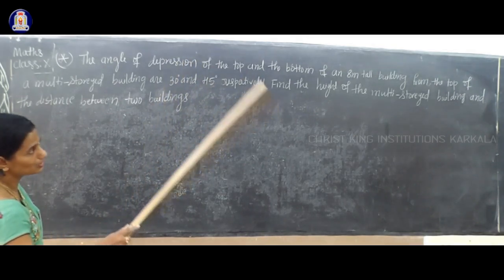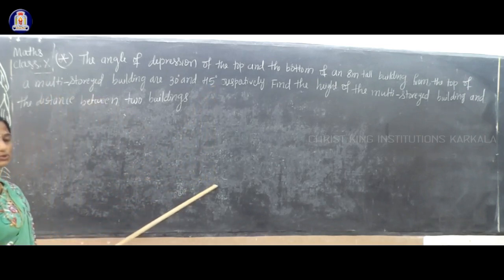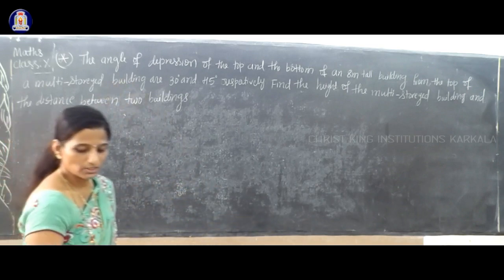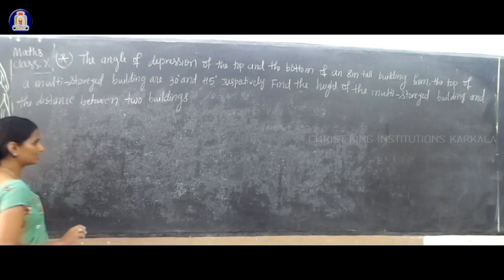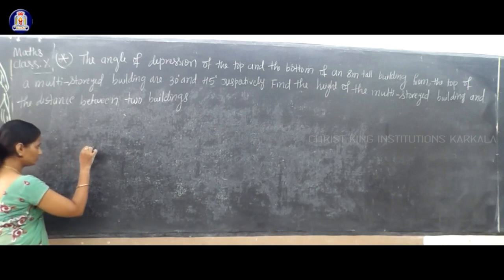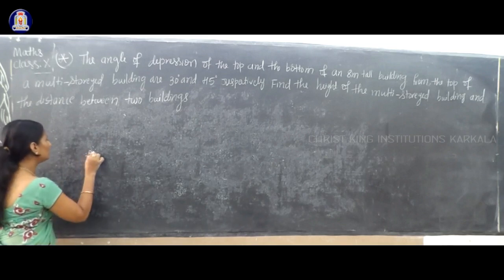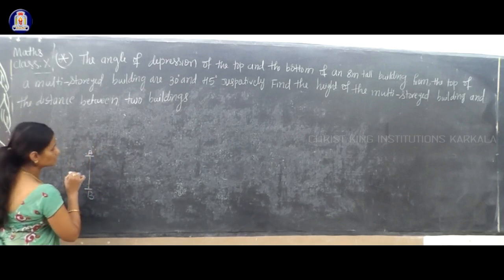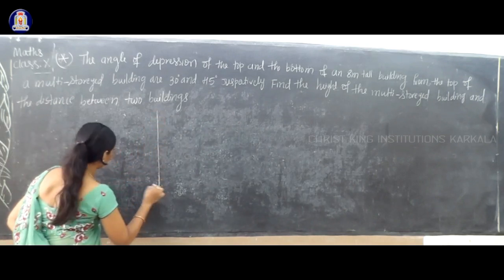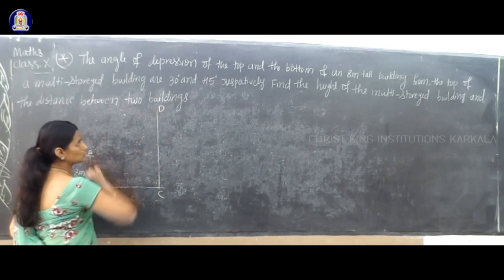So find the height of the multi-story building and the distance between the building and the multi-story building. Okay. So how to find this? Rough figure, don't write this one. So first is what? One is building, and give first explanation. So AB be the building of height 8 meter. There is one multi-story building. So this is ground. So that is CD, that is the multi-story building.